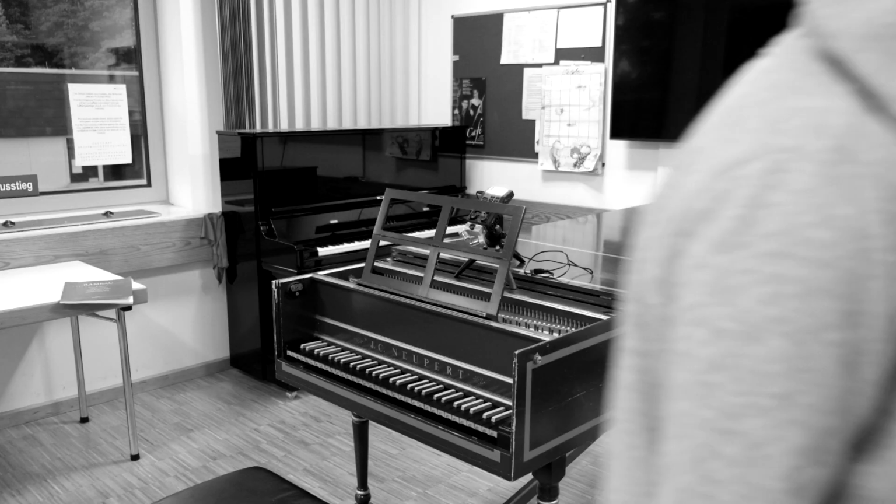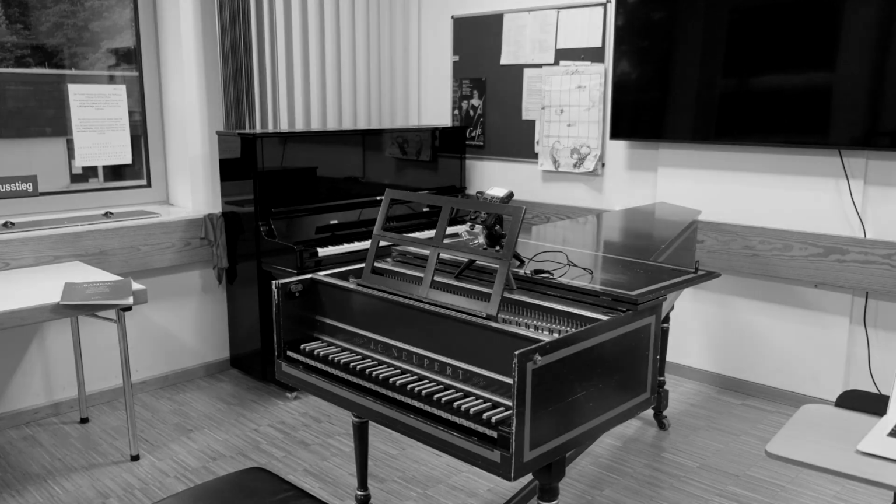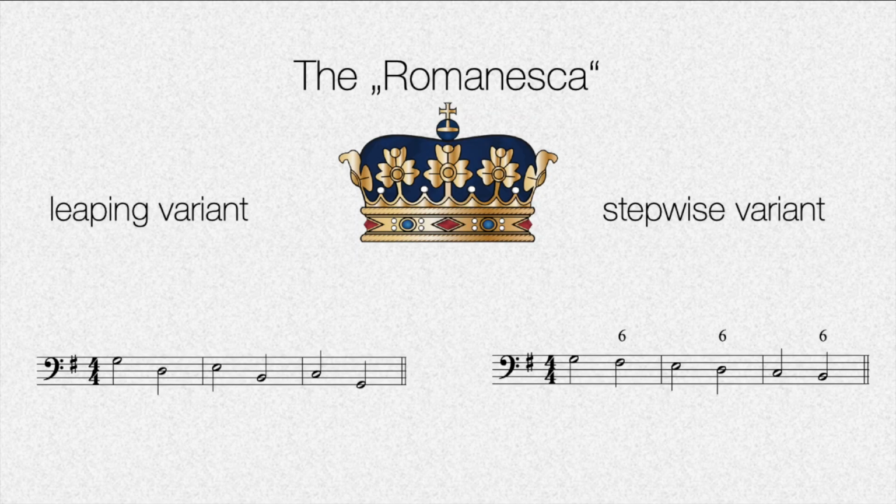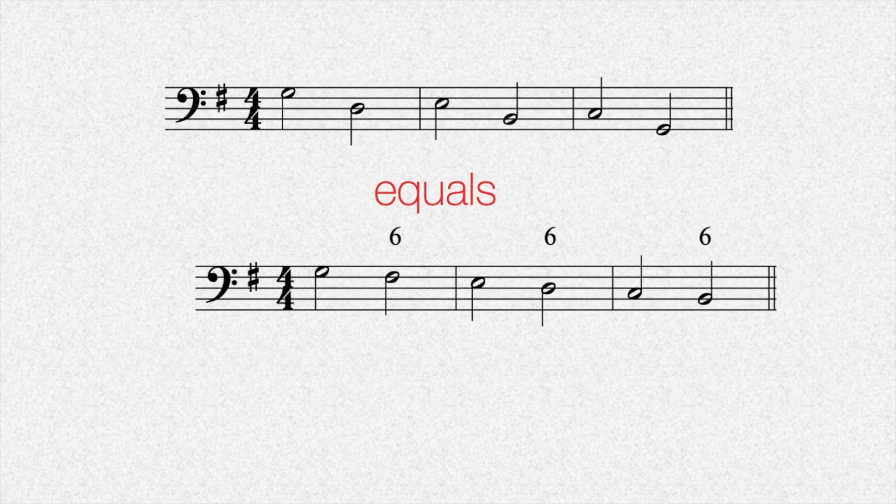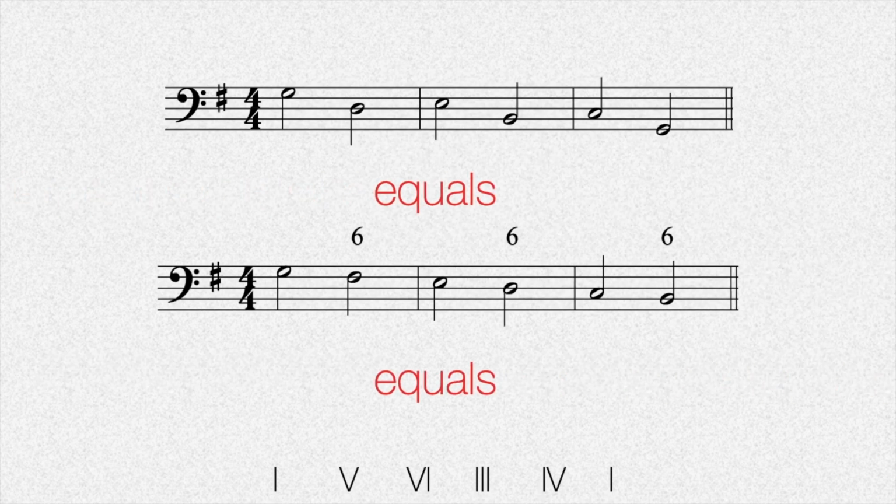Let's just have a quick look at its fundamental conditions. There's basically two different bass lines. On the left is the historically older version that consists of leaping fourths and ascending seconds. On the right, the stepwise descent from the first to the third degree that includes sixth chords. Looking just from a harmonic perspective, both contain the same chord roots and their sound is somewhat similar.